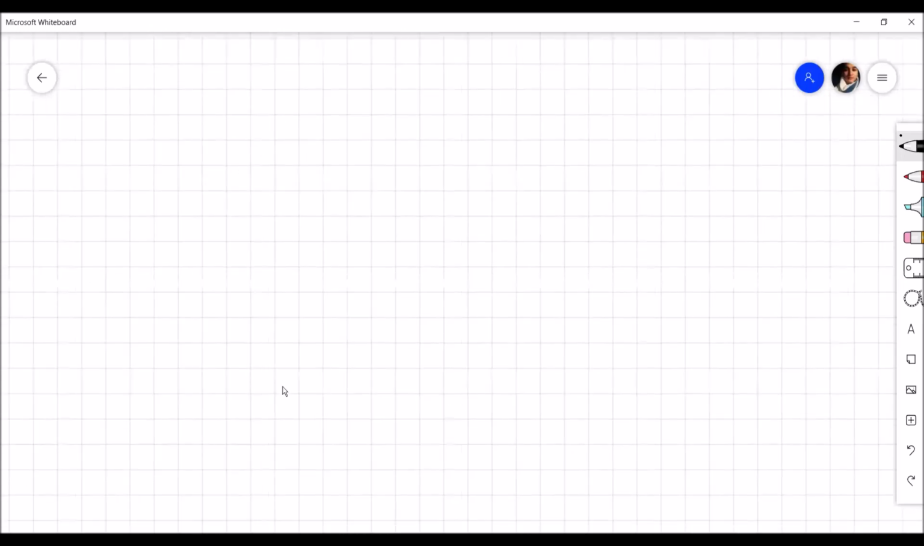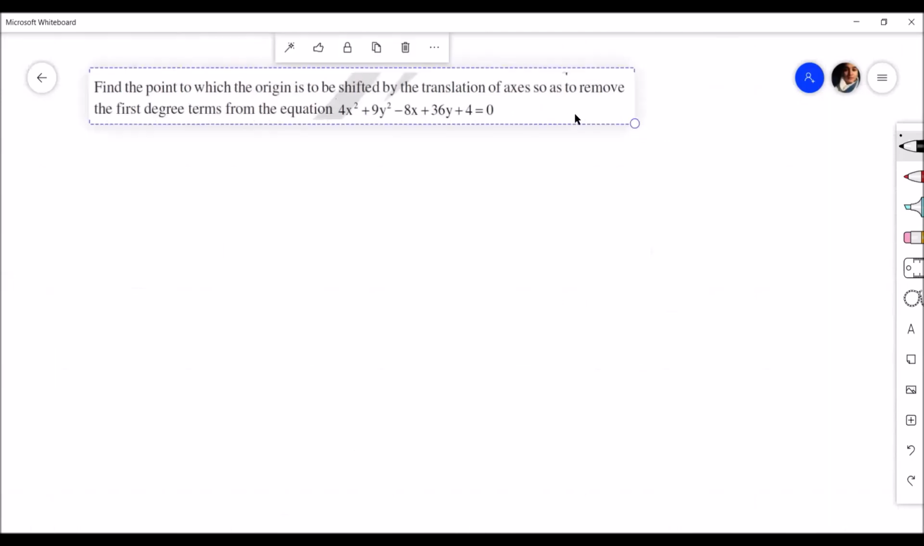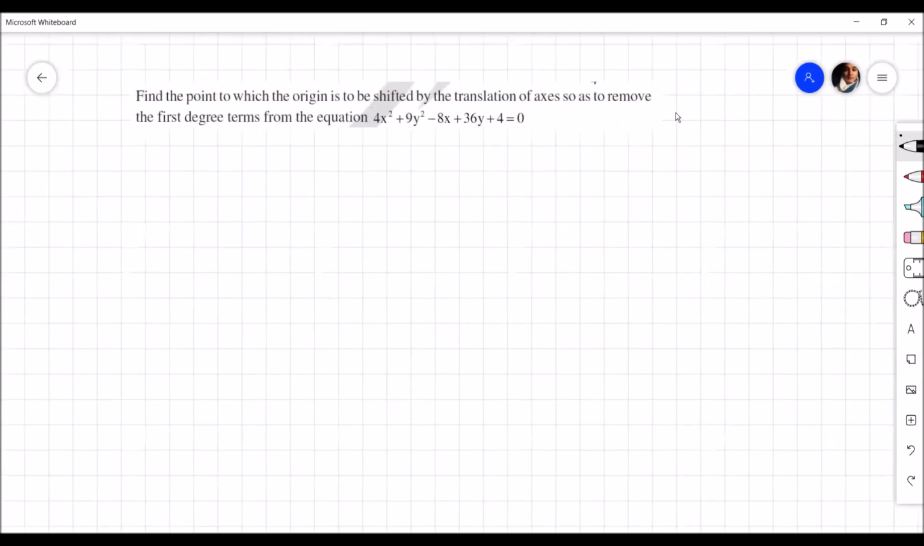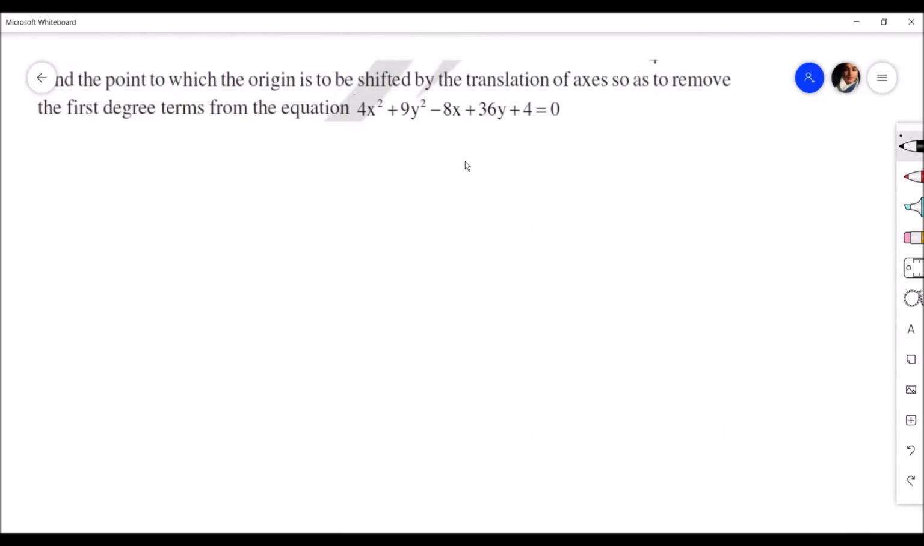Right. Then moving on to the next term. Find the point to which the origin is to be shifted in order to remove the first degree terms from the equation 4x square plus 9y square minus 8x plus 36y plus 4 equal to 0. The first degree terms are supposed to be removed. Let's see what those are.